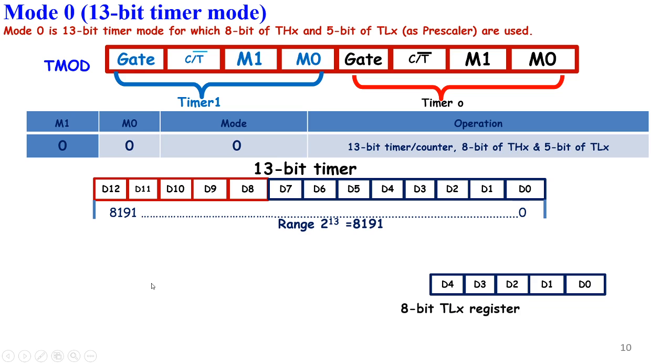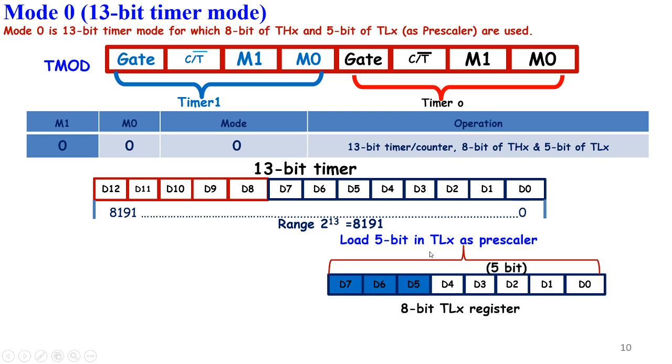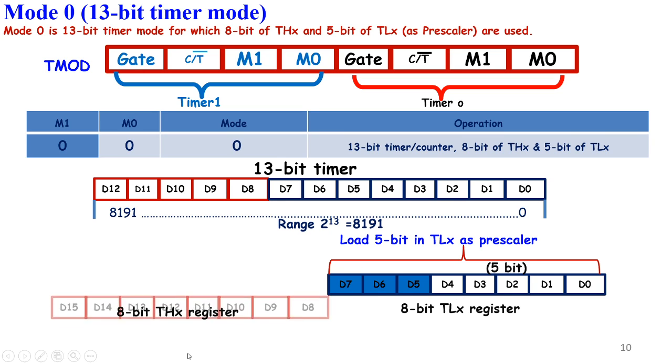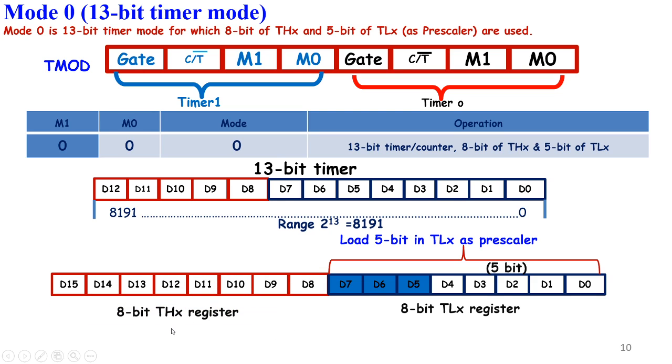2 raised to 13. And the registers are used like this. This is the lower byte of timer 0 or 1, which works as a prescaler. 5 bits we use, D0 to D4, the remaining are not used. And the other value is loaded, that is 8-bit, in the 8-bit higher byte register of timer 0 or timer 1. So in mode 0, these are the steps executed by the programmer to program the timer 0 13-bit timer mode.